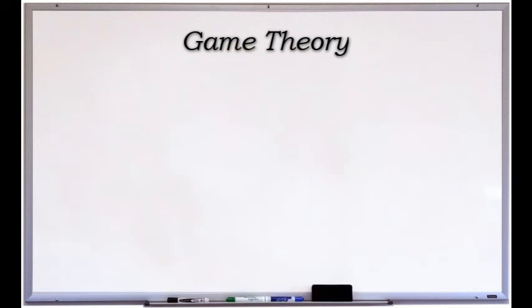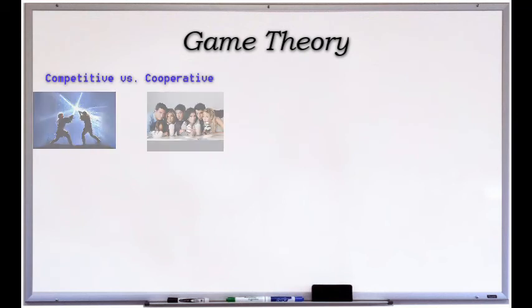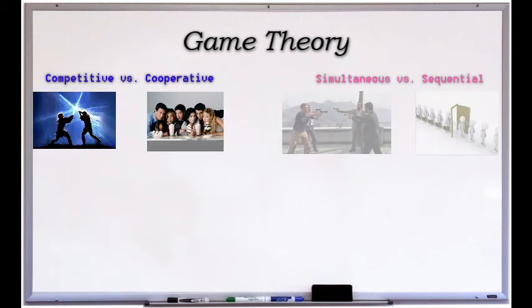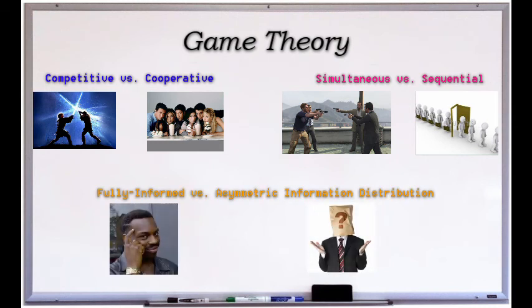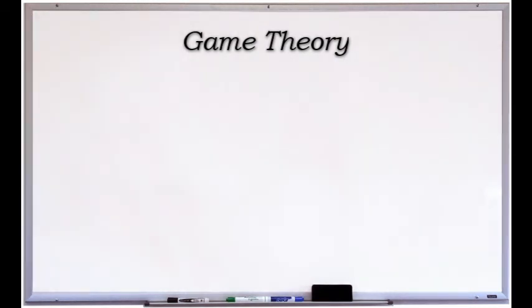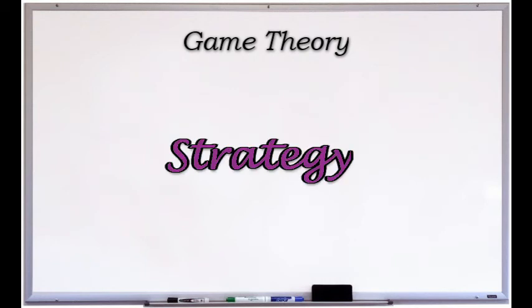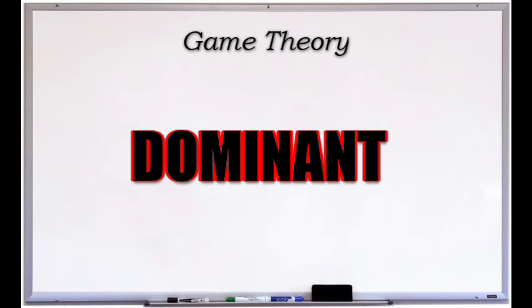Games are classified by the categories which they fall into. Common opposing categories are competitive versus cooperative, simultaneous versus sequential, and fully informed players versus an asymmetric information distribution. A player's set of decision-making actions is known as their strategy. An action within a strategy is said to be strictly dominant if that action is the same or better than all other actions, regardless of an opponent's action.